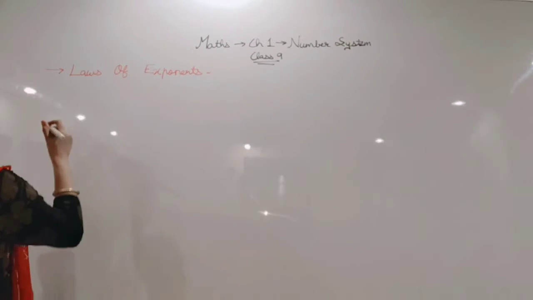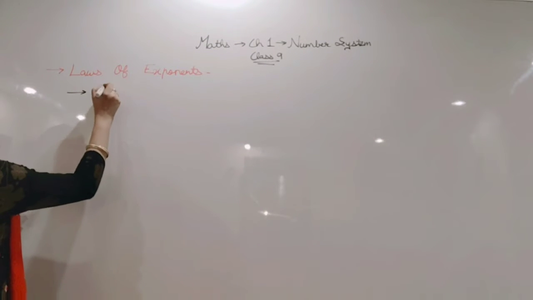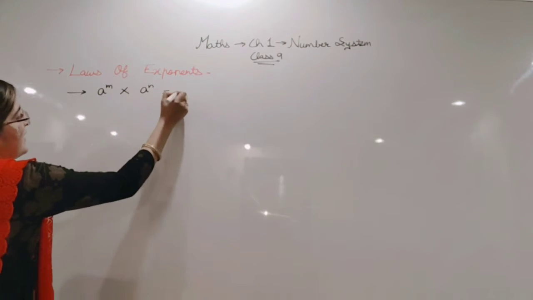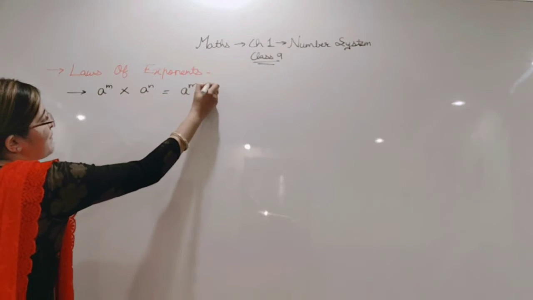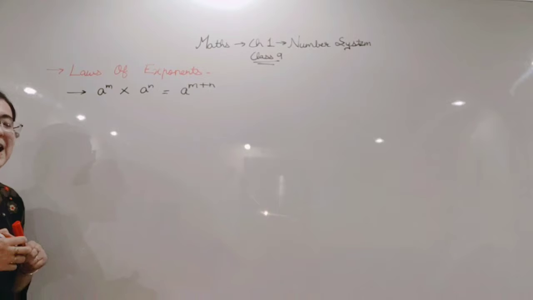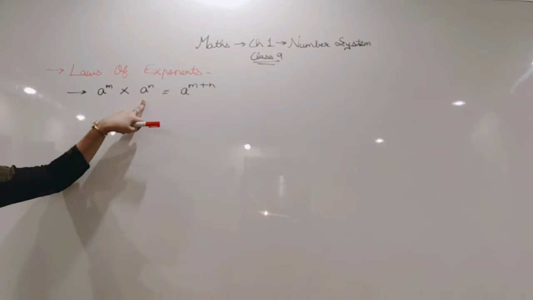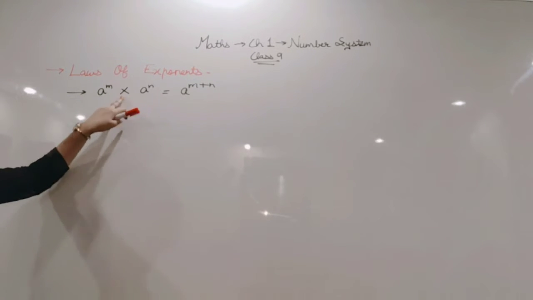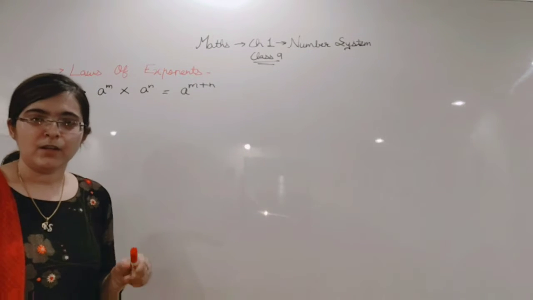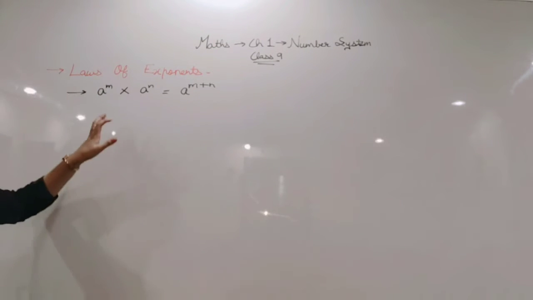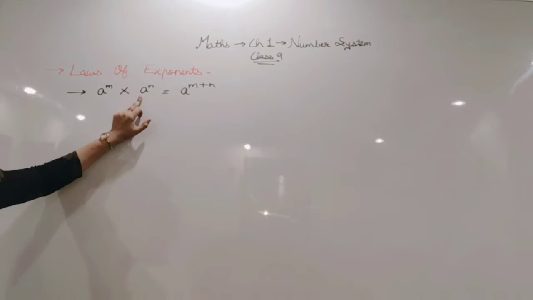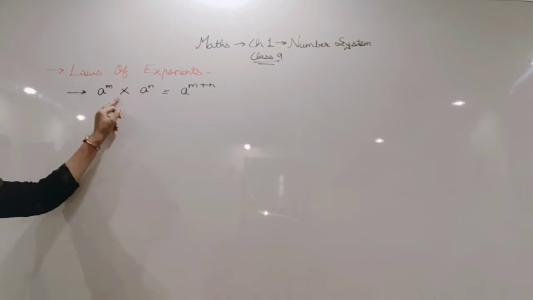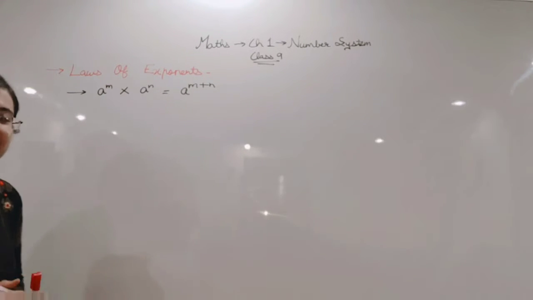Your first law is a to the power m into a to the power n gives a to the power m plus n. This means that if your base is the same, and there is a multiplication sign in between, then the powers are added. This is your first property.